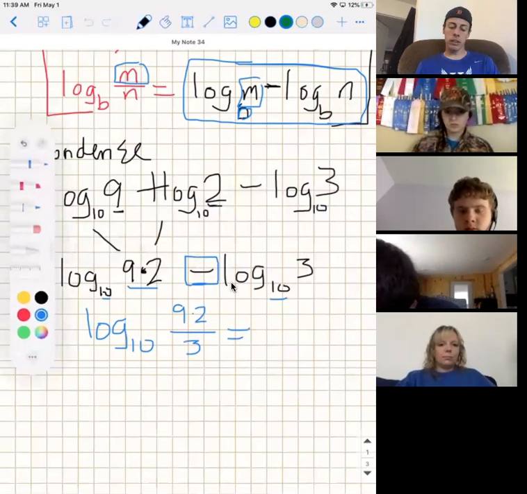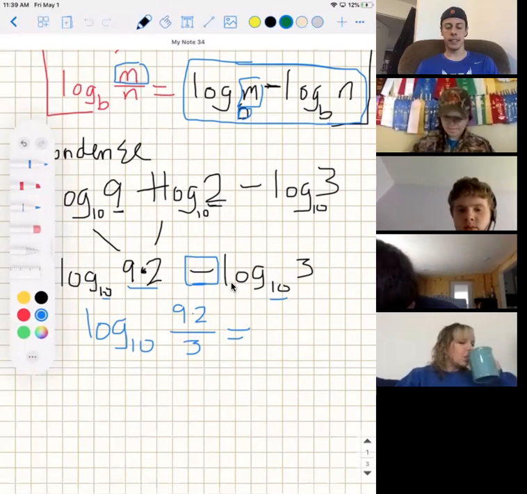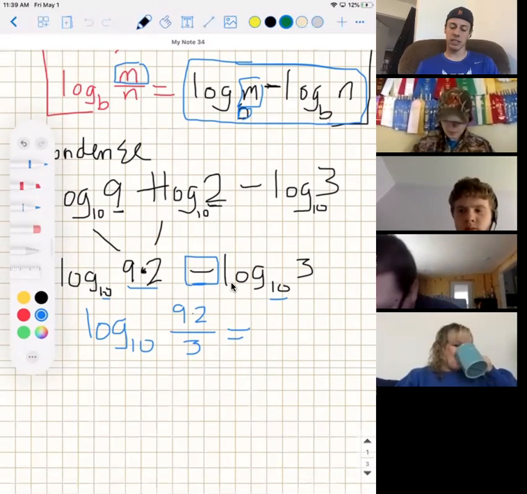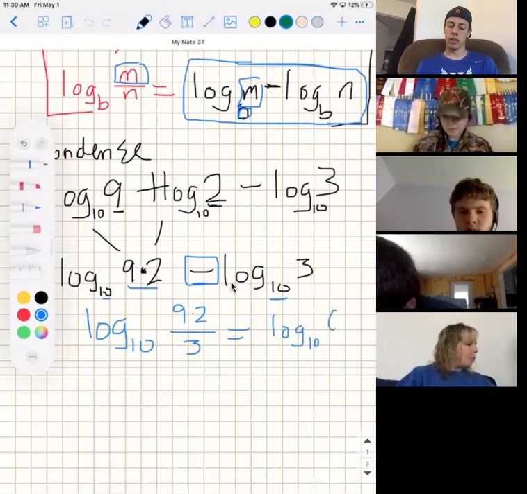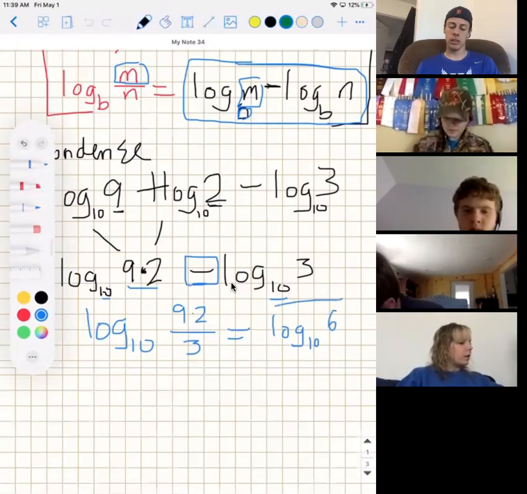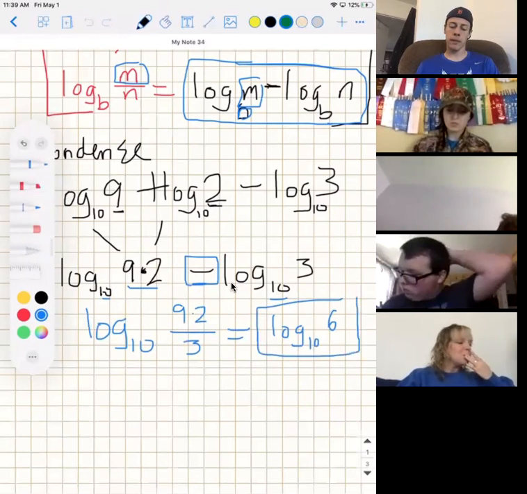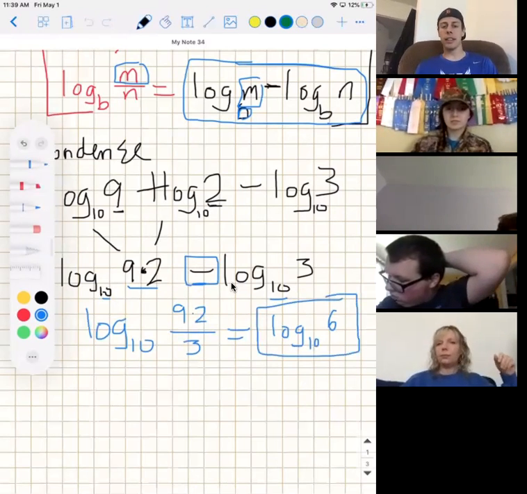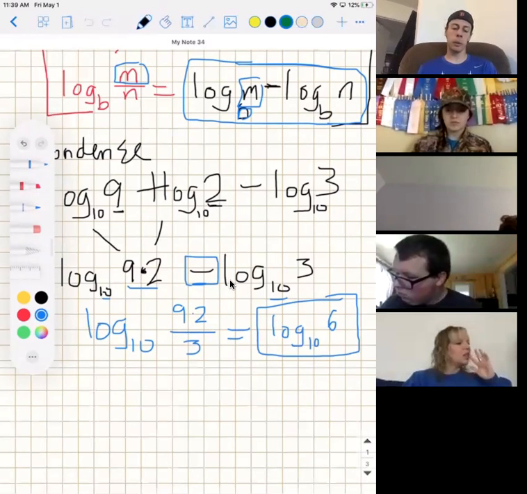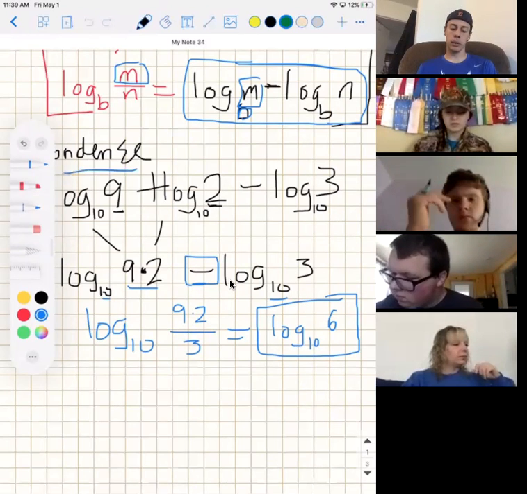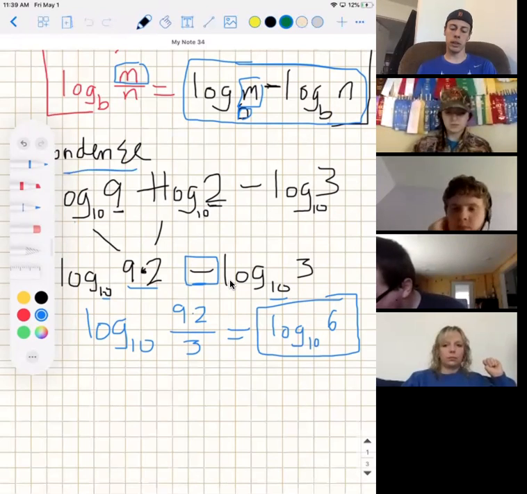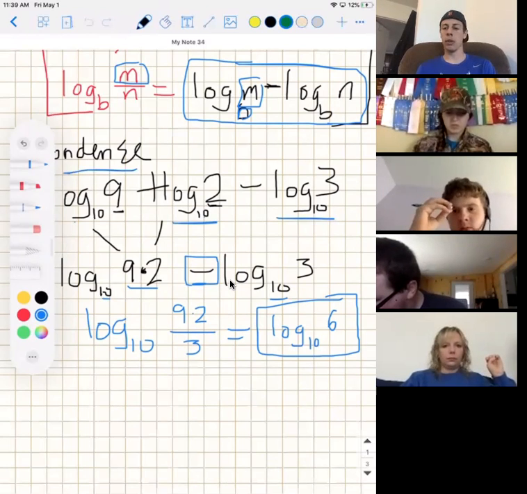And so just to simplify this, well, 9 times 2 is 18. 18 over 3 is 6. So our final answer is log, and we can put base 10, or you don't have to write it, is the log of 6, okay? That'll be our final answer there. The idea being in this case, we were condensing, we start with 3 logs, 1, 2, and 3, and we condensed it. We put it all into one logarithm there.